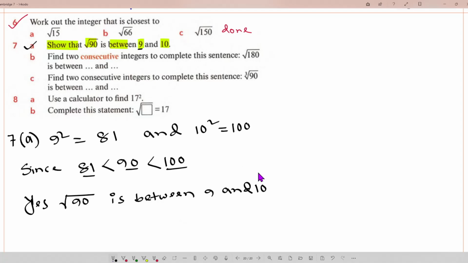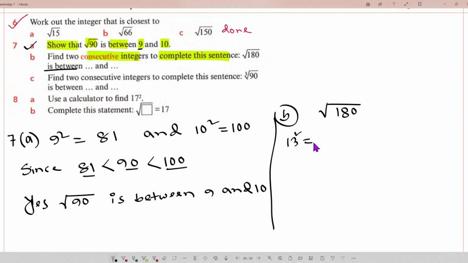Number B of 7, find two consecutive integers to complete this sentence. So root 180 is between what? So look, we can write 13 square equals what? 169, and 14 square equals 196. 13 and 14 are consecutive numbers, right?